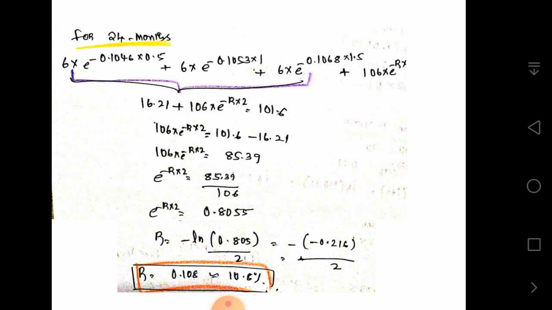If I simplify the first 3 terms, I will get 16.21 plus 106 into e to the power of minus r into 2 equal to 101.6. So 106 into exponential to the power of minus r into 2 equals 101.6 minus 16.21. Again, if I simplify and get the r value, it would be 10.8 percent, that is, the 0 rate for 2 years would be 10.8 percent.